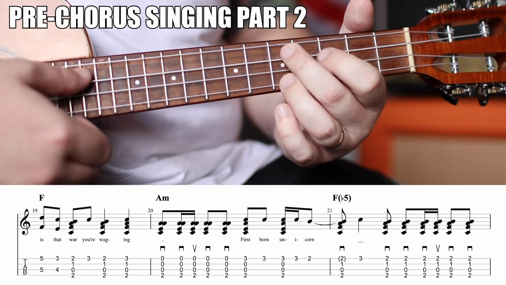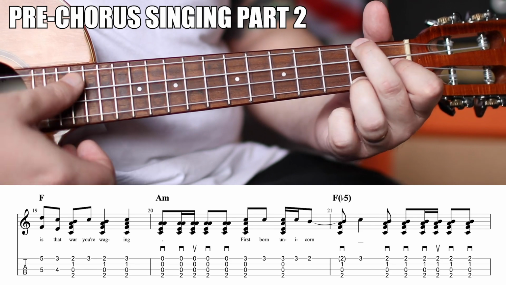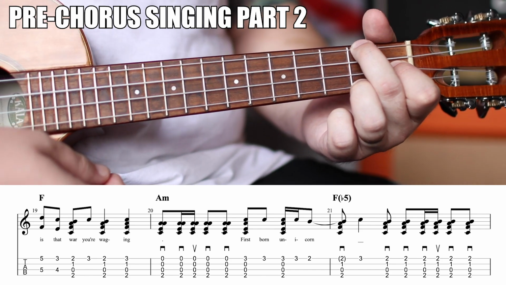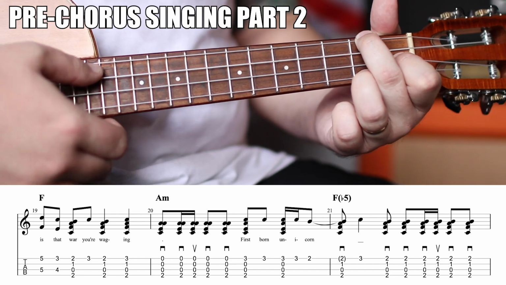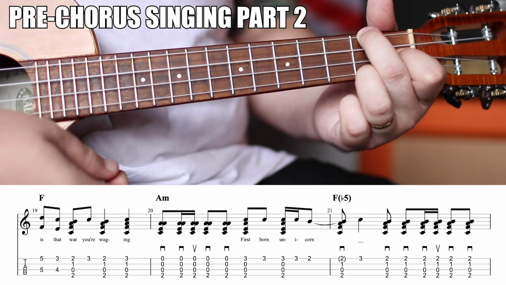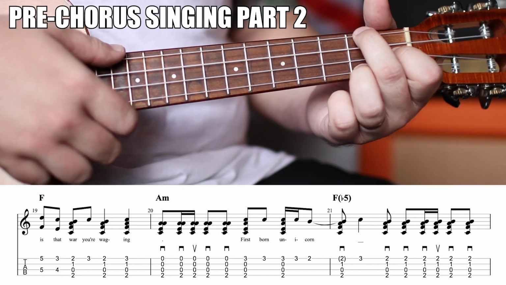Little different here. 5, 4 is the same. Then make the F with your ring finger down here. Call that like F flat 5, even though we have a C in there. So I don't really know what you would call that. It's an F with a B note in it.